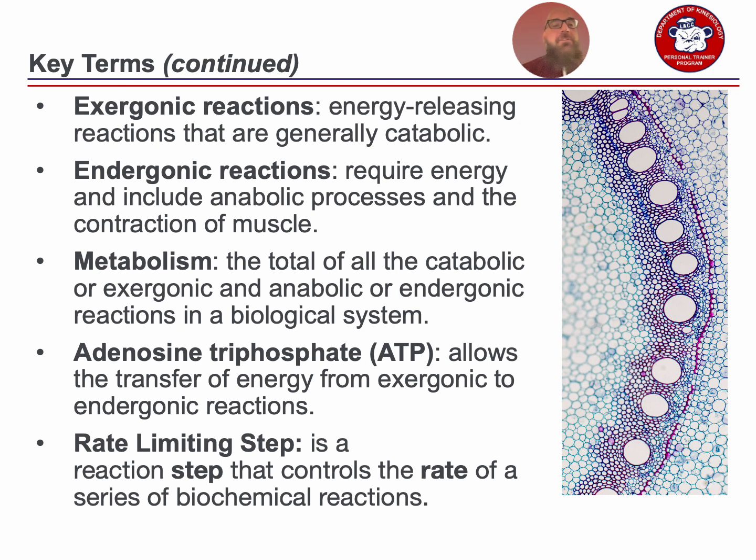Exergonic reactions are energy releasing reactions that are generally catabolic. So they're going to be muscle breakdown or breaking bigger structures down to smaller. Endergonic reactions are going to require energy and include anabolic processes and the contraction of muscle. So there's an aspect of muscular contraction there. Metabolism, we've all heard of that one, is the total of all the catabolic and exergonic and anabolic or endergonic reactions in a biological system.